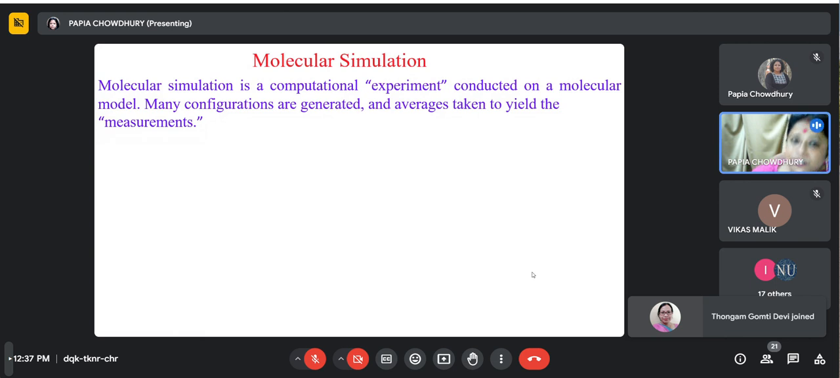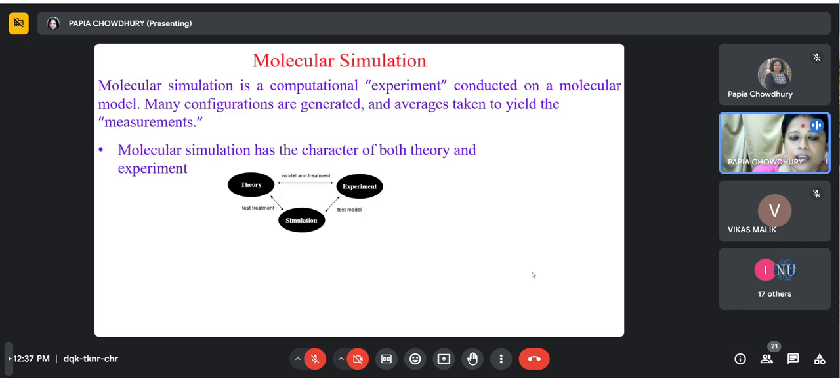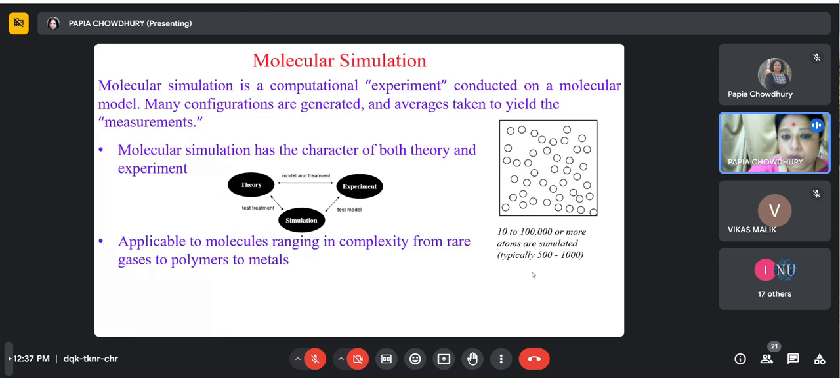Actually, what is it? It is a computational experiment conducted on a molecular model, and many configurations are generated in this case, and then we generally take the average over those configurations, which is known as the measurement. For molecular simulation, we take the help of theory and also of experiment. So the simulation will get some input from the theory, and some input from the experiment also. It is applicable to molecules ranging in complexity from rare gases to polymers to metals and biological systems also. So the number of molecules which can be handled in the molecular simulation process is very large.